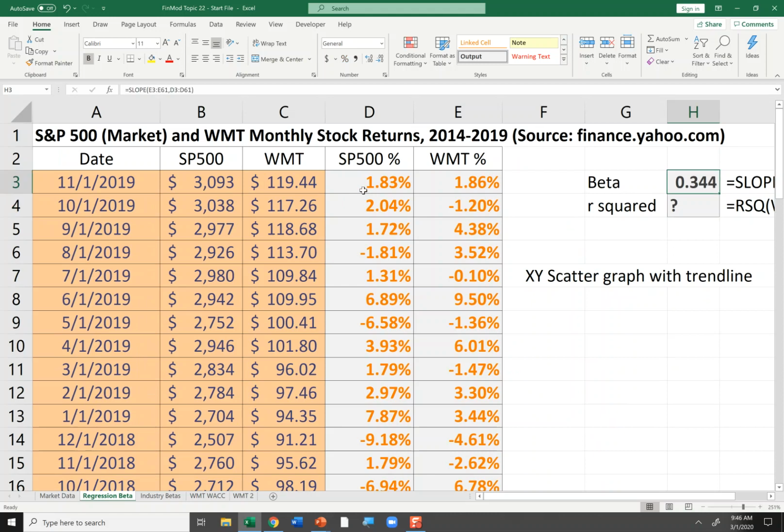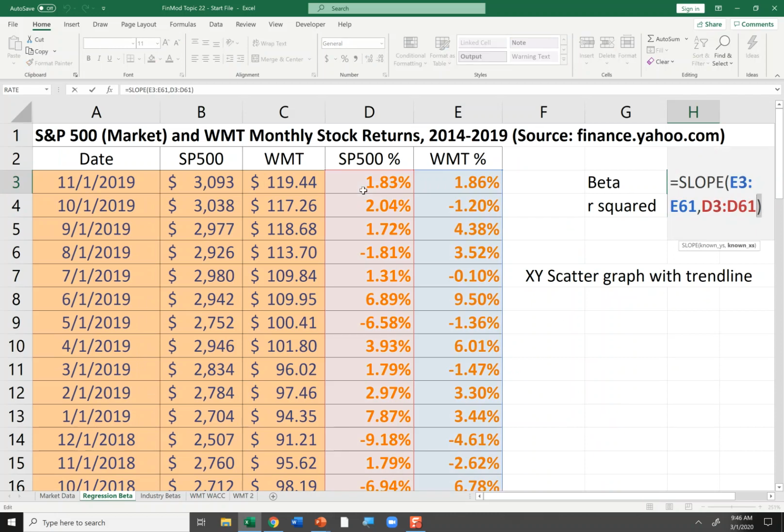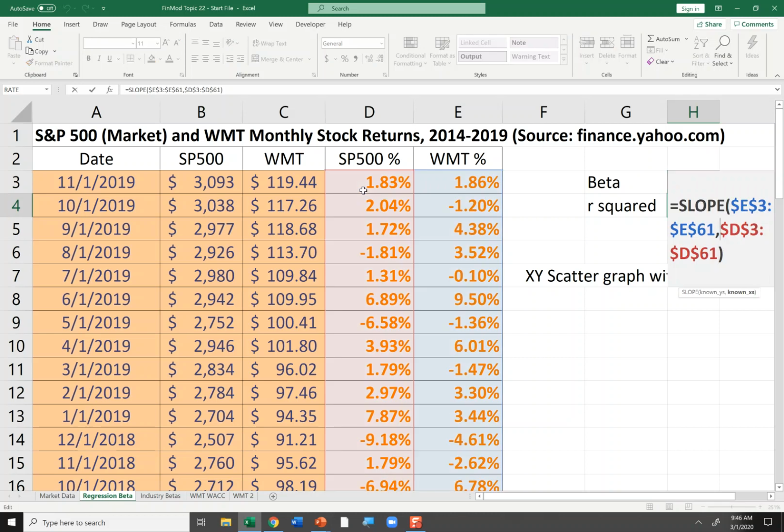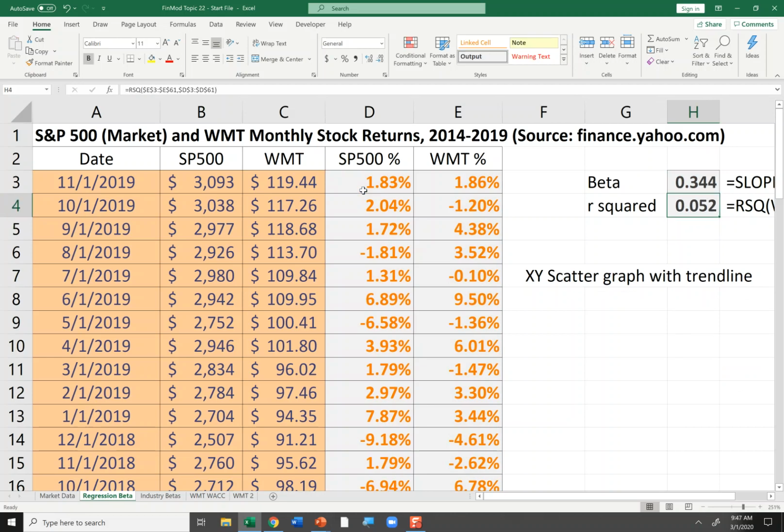And if I want to get the R squared of that regression, if I want to figure out how much of Walmart's returns are explained by the market, I could just anchor all this cell. I'm going to select all that, hit F4, copy that to there and change this slope to R squared, RSQ. And you can see only 5% of the returns are explained by the market, so maybe not that great a measure.